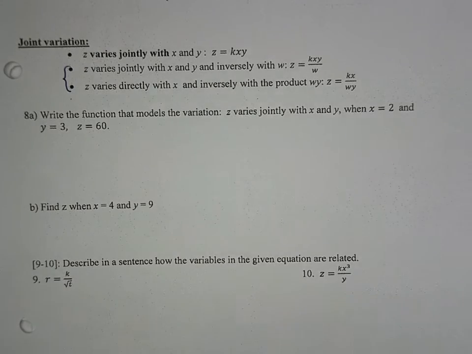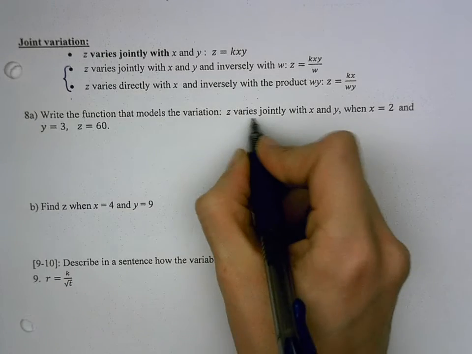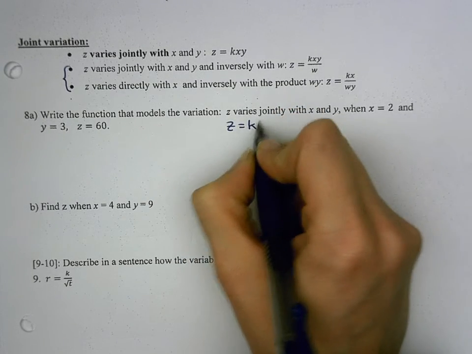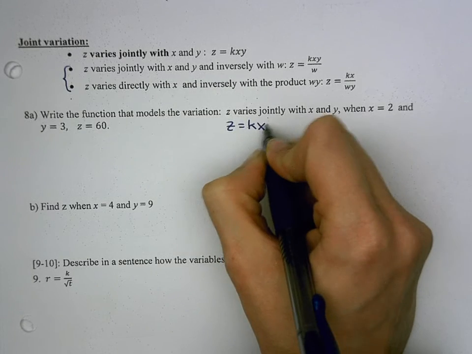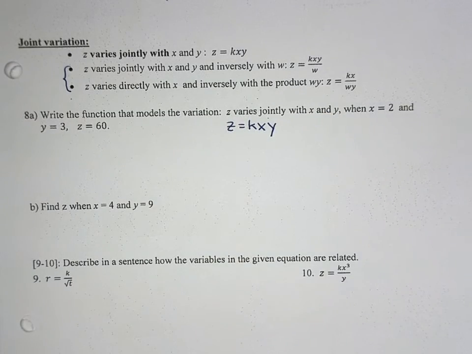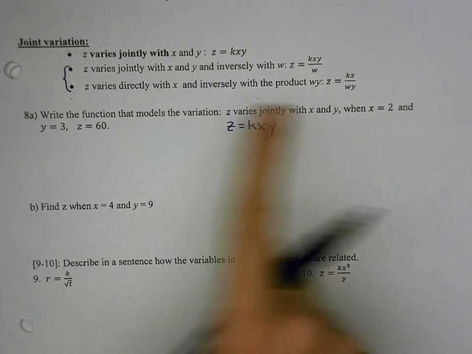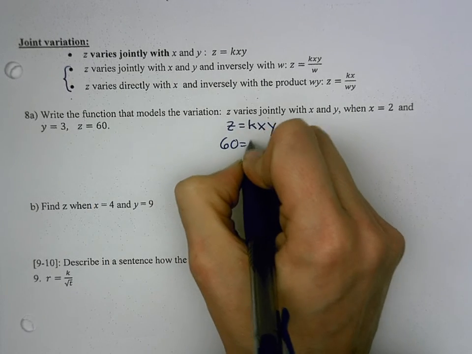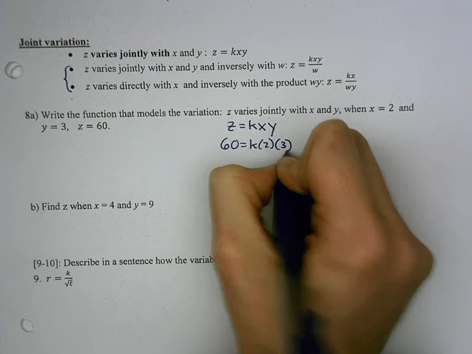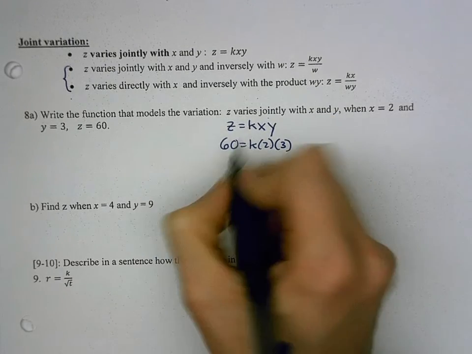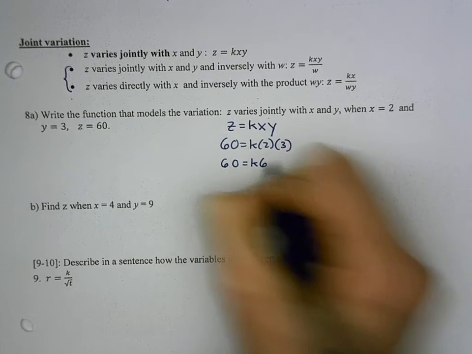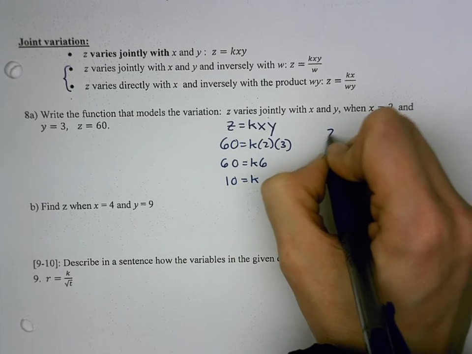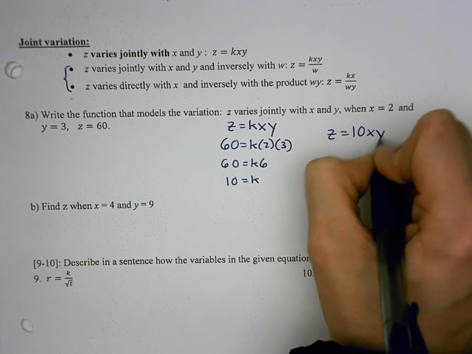Okay, 8a. Write the function that models the variation. Z varies, so it's k, jointly with, so I'm expecting two variables with my k here, x and y. When x equals 2 and y equals 3, z equals 60. What that means is that we can solve for k. 2 times 3 is 6, and if I divide that 6 over, my k is 10. And there's my function.